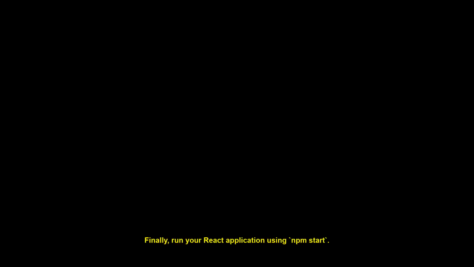Finally, run your React application using npm start. Visit http://localhost:3000 in your browser to test the authentication flow. You have now successfully activated Supabase Auth with your React setup. If the page does not load, refresh the browser or try again in a private or incognito window.